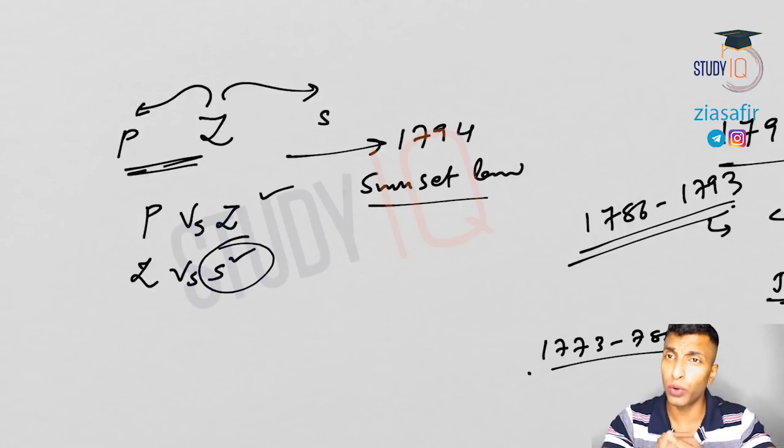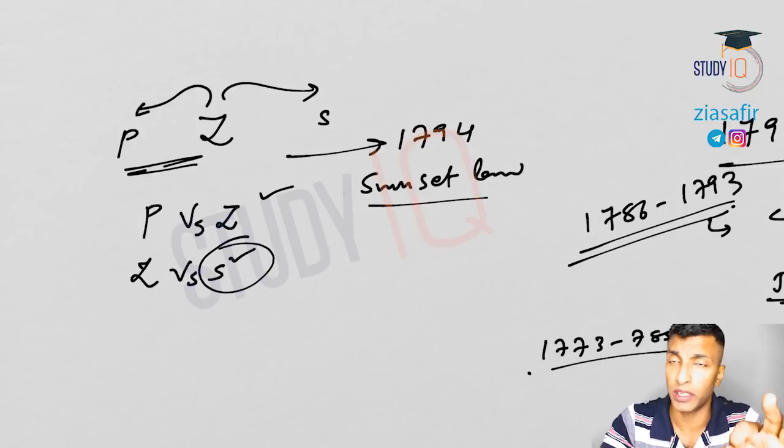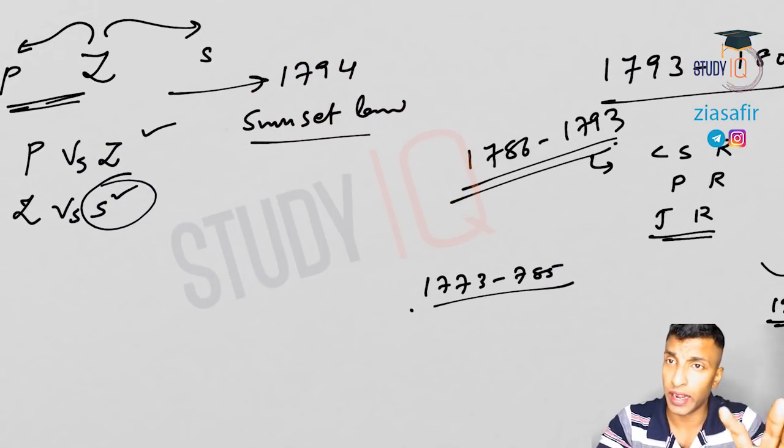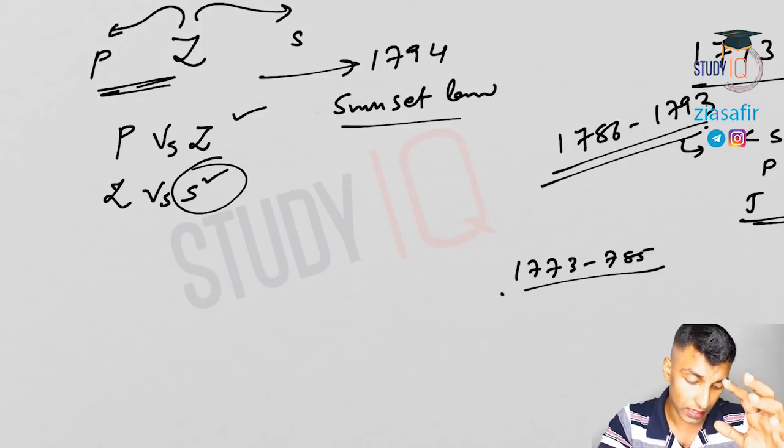So I hope you understood who implemented. We have discussed Cornwallis and John Shore. Where? Bengal, Bihar, Orissa, parts of Tamil Nadu, Benares. And when? 1793, it was implemented on the basis of base year price. And ownership we have discussed. Sunset Law we have discussed.